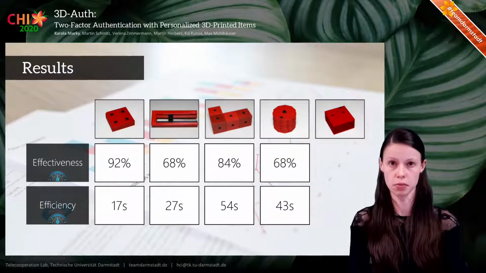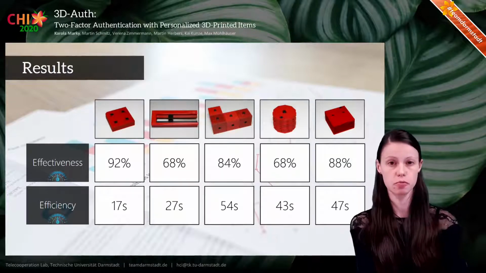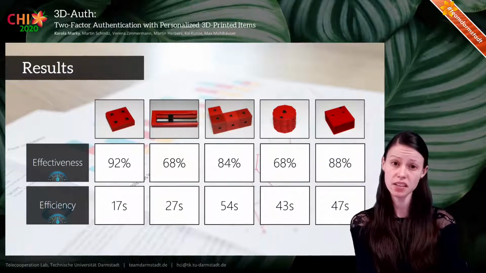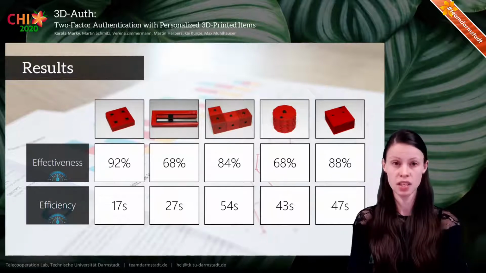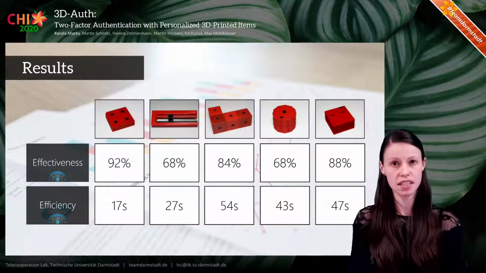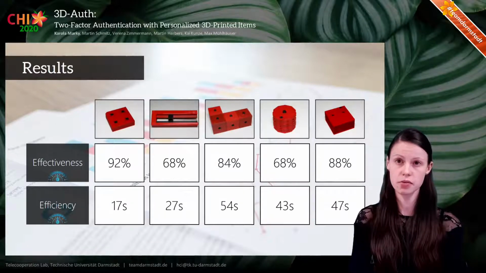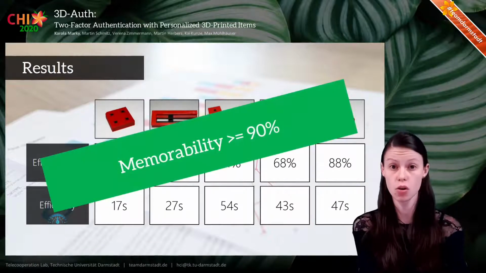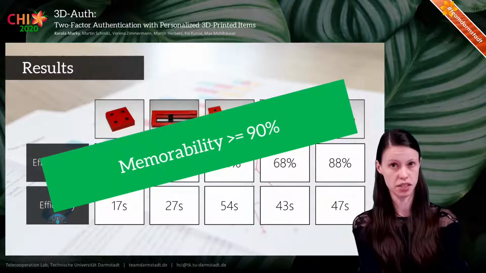Finally, considering the water tank, 88% of participants interacted with it correctly and on average needed 47 seconds. After a retention of 10 days, we invited the participants again, and the memorability of 3D-Auth items was generally always over 90%, which is pretty good.